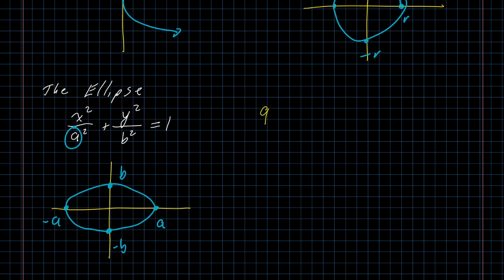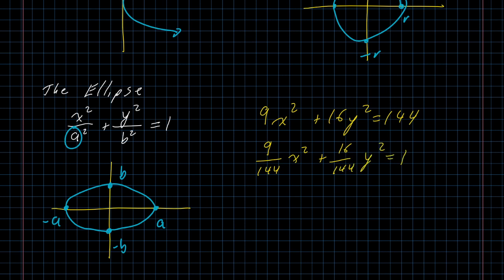So if I have something like 9x squared plus 16y squared is equal to 144, well, as it's written, this does not look like the equation of an ellipse. But if I divide both sides of the equation by 144, and then I reduce the fractions, right? 9 over 144 is the same thing as 1 over 16. And 16 over 144 is just 1 over 9.